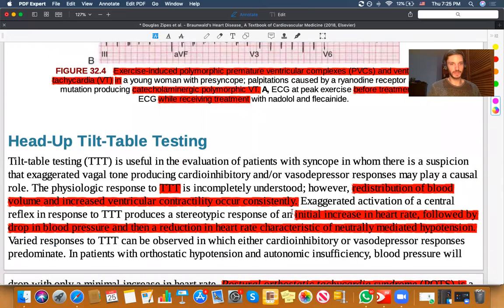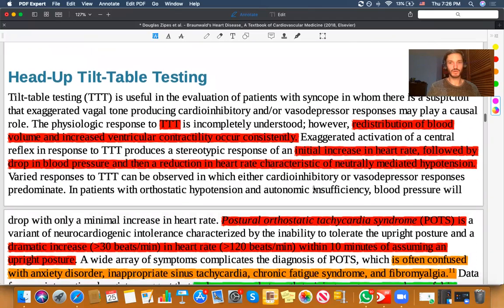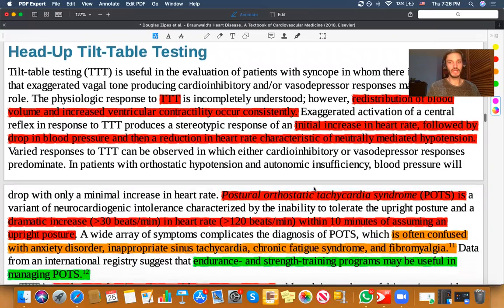Head-up tilt table test, or the tilt table test, TTT. The mechanism by which arrhythmias or syncope is elicited isn't well understood, but we know that tilt table testing produces redistribution of blood volume and increased ventricular contractility consistently throughout. There is an initial increase in heart rate followed by a drop in blood pressure and then a reduction in heart rate, characteristic of neurally mediated hypotension.